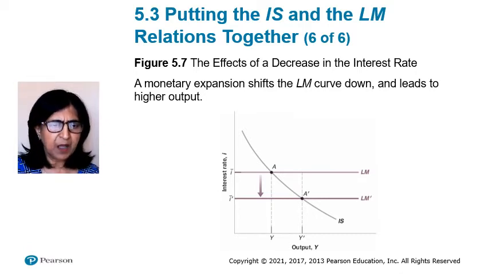Step 2. Effect on equilibrium output and the interest rate. New equilibrium output is higher, while the new equilibrium interest rate is lower. The economy moves along the IS curve from A to A prime. Step 3. In words: an increase in money supply leads to a decrease in the interest rate. A lower interest rate leads to an increase in investment and in turn an increase in demand and output.